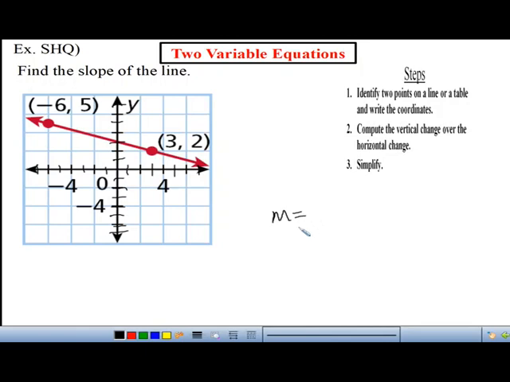Viv, what'd you get for your slope? I got m equals -1 over 3. -1 over 3. Hands, have you got that? Yes, that is correct. Because if you went downward, you should have gotten -3, and then to the right, you should have gotten 9. So it would be -3 over 9, simplified to lowest terms, and that's -1 over 3.